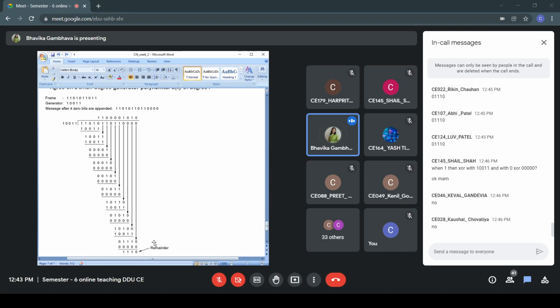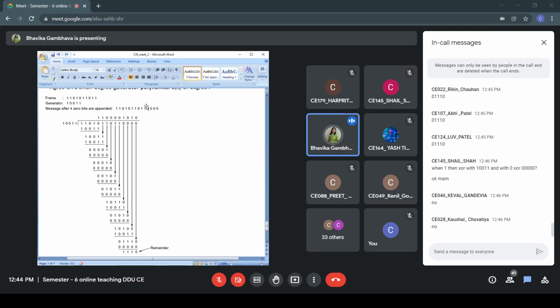Okay, fine. So now, see, your remainder can never be longer than 4 bits, because if it was 1, then you will be XORing with 1, and 1 is going to be 0. So maximum 4 bit remainder can be there. If it is just 1, then you will be writing 0001. So here in this case, it is 1110.